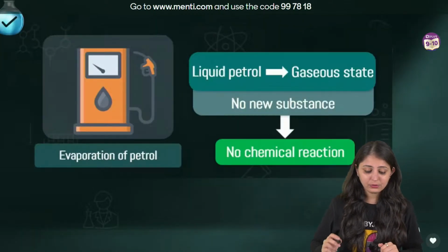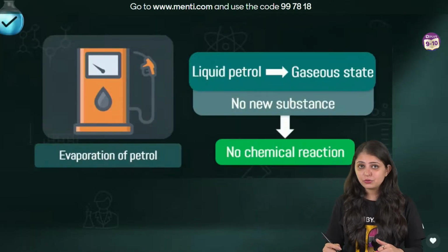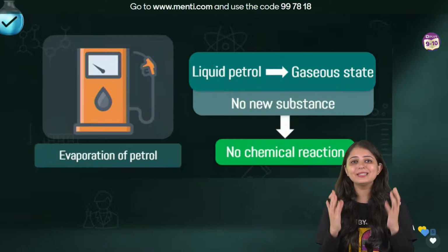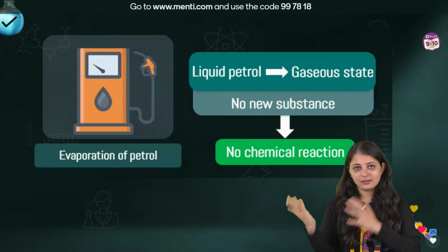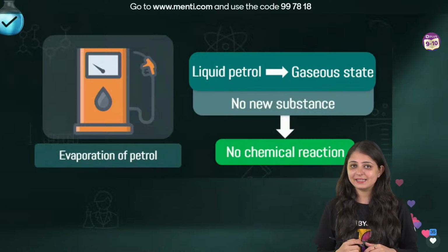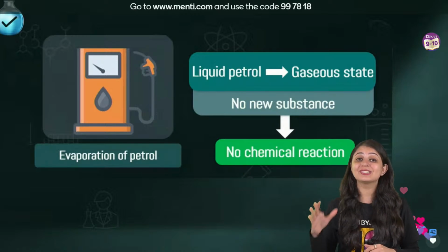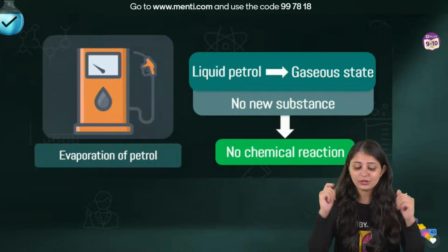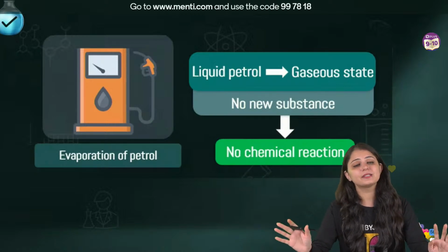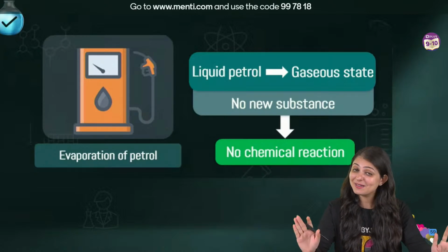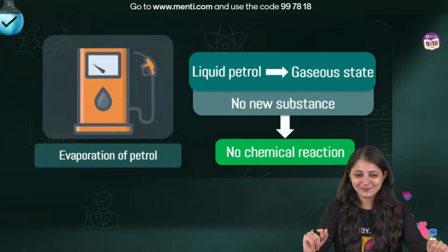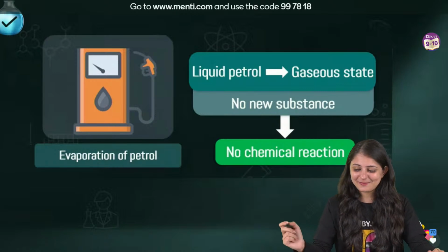But when we talk about evaporation of petrol, what is happening? Only the state is changing from liquid to the gaseous state. Right, vapors are being formed. So obviously in this case, there is no change in the substance. So it does not involve any new substance that is being formed. So yes, that was the correct answer. No chemical reaction is taking place. Good. You can let me know if you've got this one right, by the way.